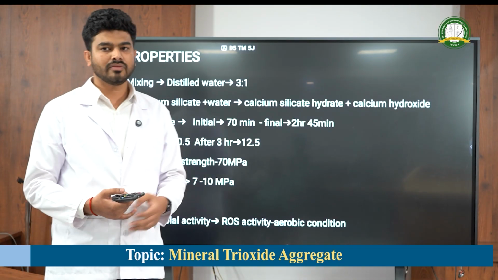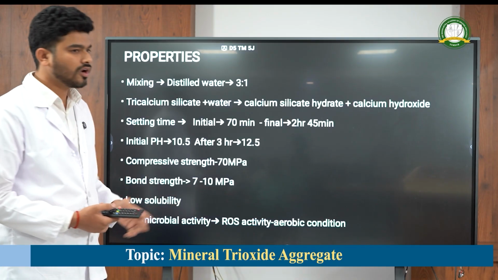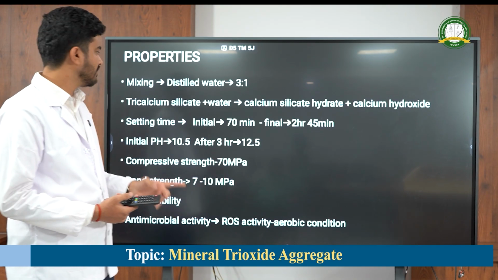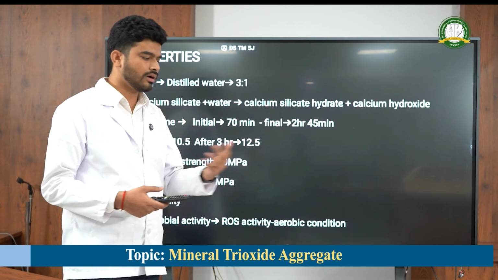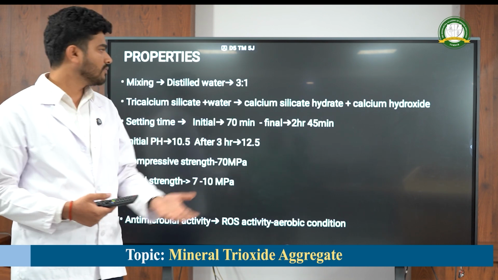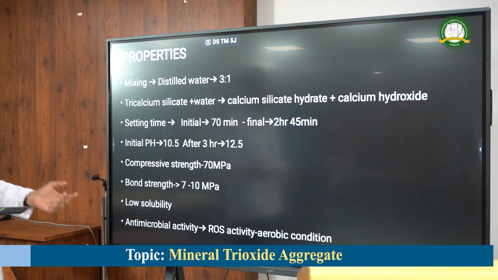Coming to the properties of MTA, starting with the mixing: MTA is in powder and liquid form, and it is mixed with distilled water in the ratio of 3:1, that is, 3 parts powder and 1 part liquid. When you mix the MTA, the tricalcium silicate reacts with the distilled water and forms calcium silicate hydrate and calcium hydroxide.